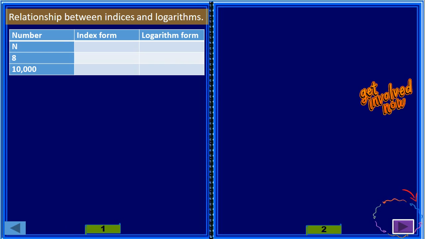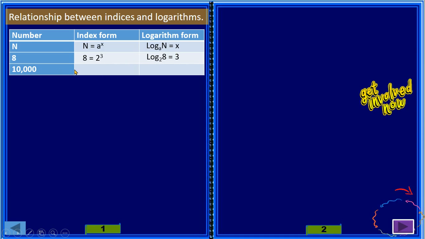Relationship between indices and logarithm. The number n in index form can be written as n is equal to a raised to power x. This is writing the same number in index form. In logarithm, it is log n base a is equal to x, where x is the log. The number 8 in index form is 8 is equal to 2 raised to power 3. In log form, it is log 8 base 2 is equal to 3. 3 is the log of 8 base 2.